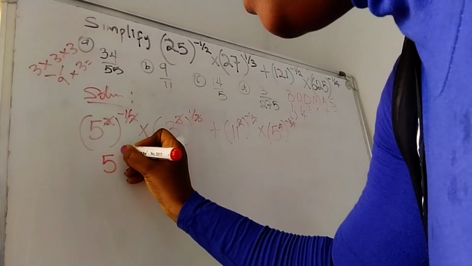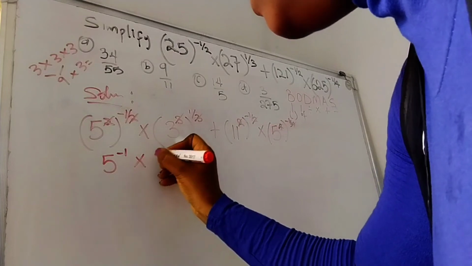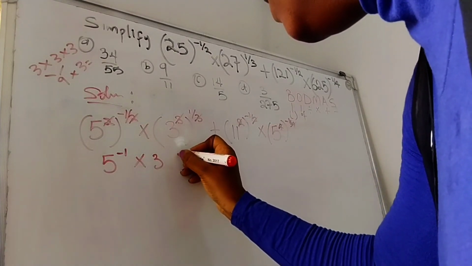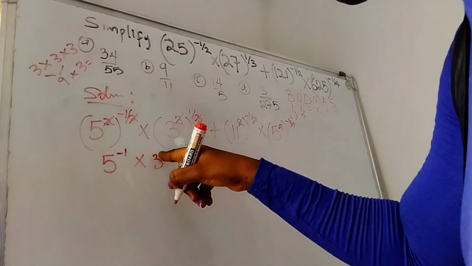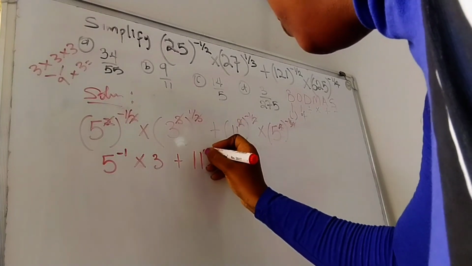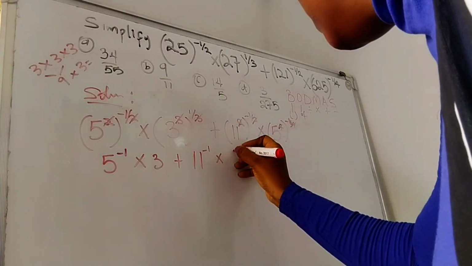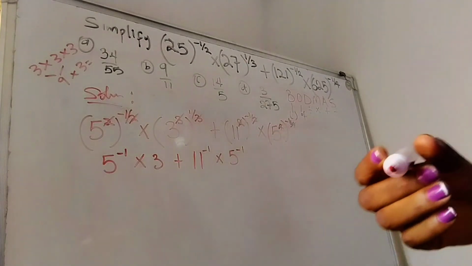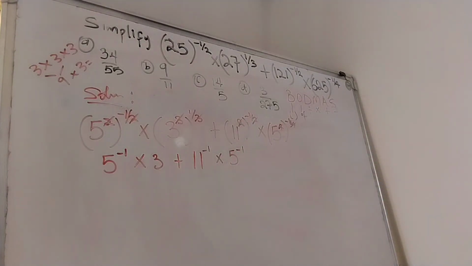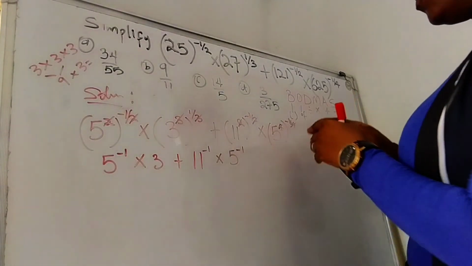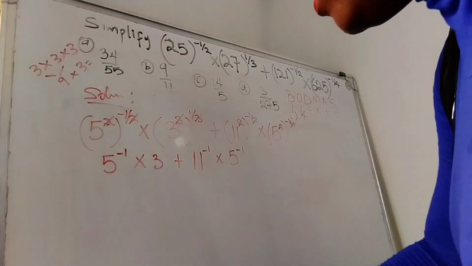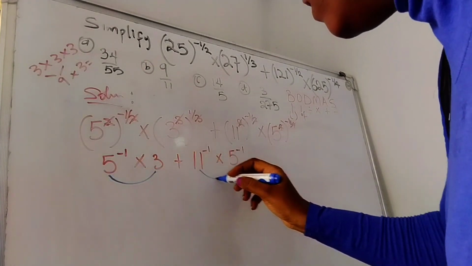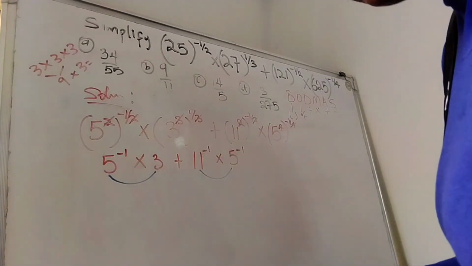So we have 5 raised to power minus 1 times 3 raised to power 1, plus. We won't write the power 1 because 1 is always invisible. We have 11 raised to the power minus 1 times 5 raised to the power minus 1. Now in our BODMAS operations, we tackle everything that has multiplication first before we go to the plus sign.